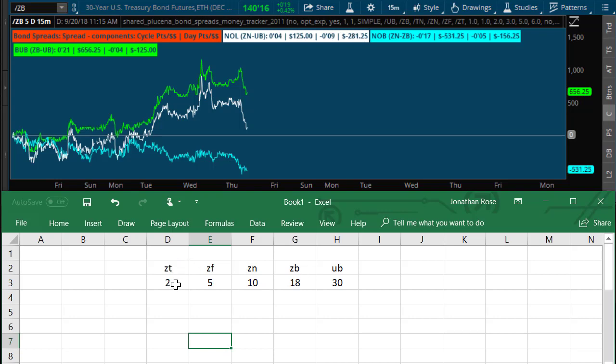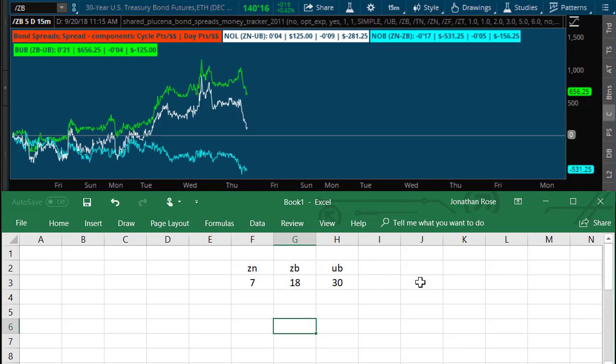So ZT is a 2-year, ZF is really closer to a 4-year, ZN is really closer to a 7-year, ZB 18-year, UB 30-year. Now in this example, I'm going to take these away because I'm just going to talk about this portion right here. Let's just talk about yield: 7 years out, 18 years out, and 30 years out.